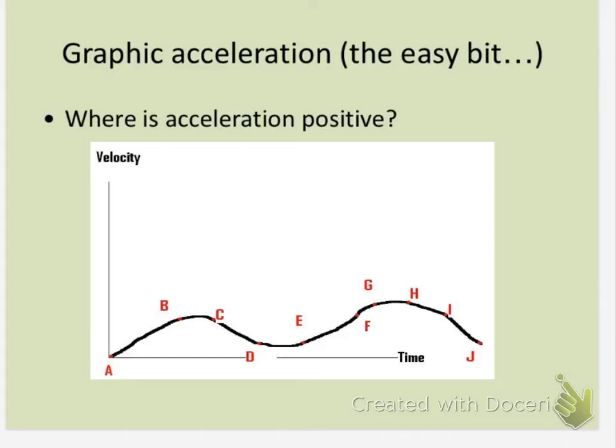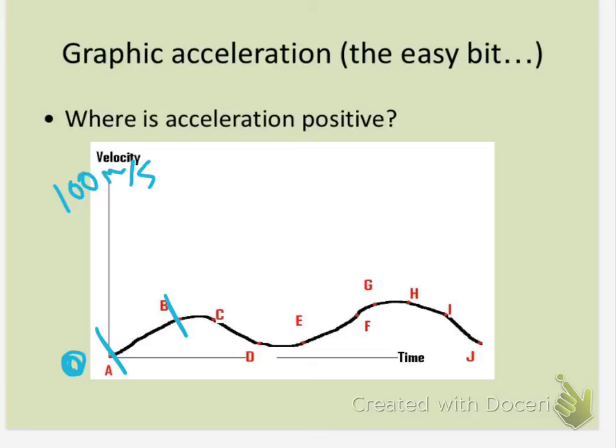Okay, great. Let's look at point A to point B. Acceleration positive or negative? Positive. Slope of the line is positive. Good. And on this y-axis, this is 0 velocity. This could be anything. This could be a gazillion meters per second. I'll say it's 100.